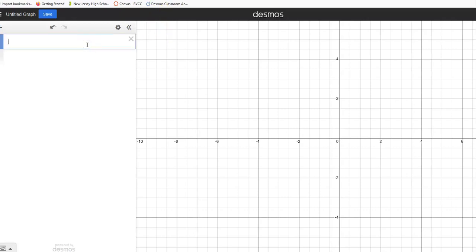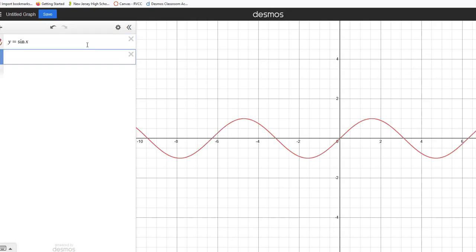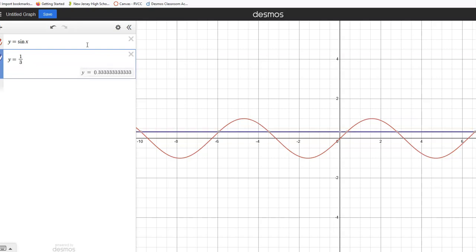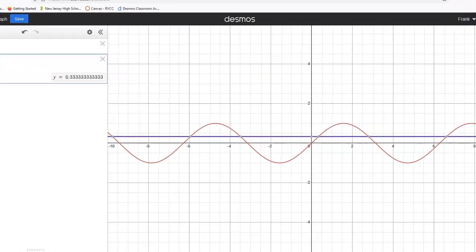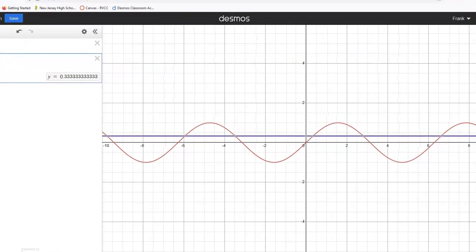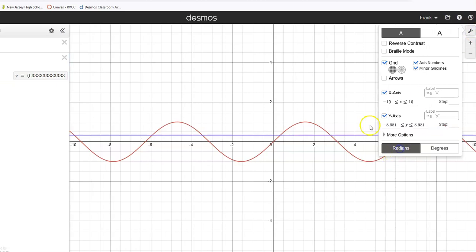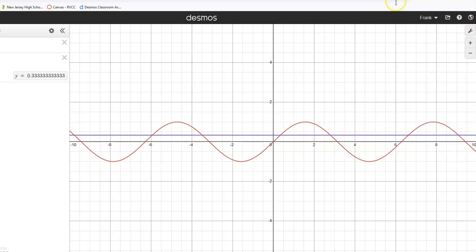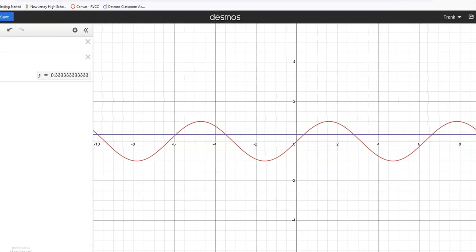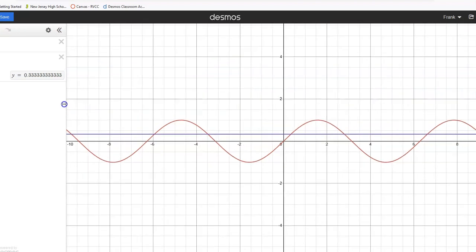And in order to do this, I'll graph two things. I'll graph y equals sine x and y equals 1/3. I'm going to double check to make sure I'm in radian mode. So over in the corner here, when I click on that little wrench, you see radians is highlighted. That's how I know I'm in radian mode. So just double check that before you get too far. The sine is the red function, the 1/3 is the purple function.